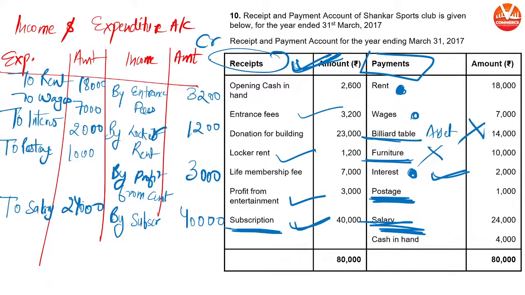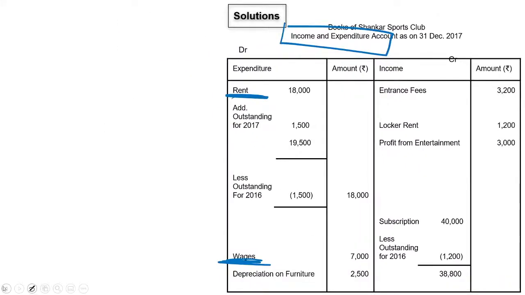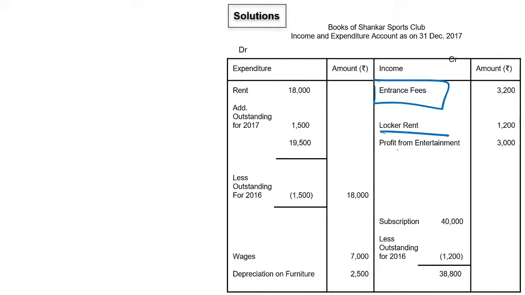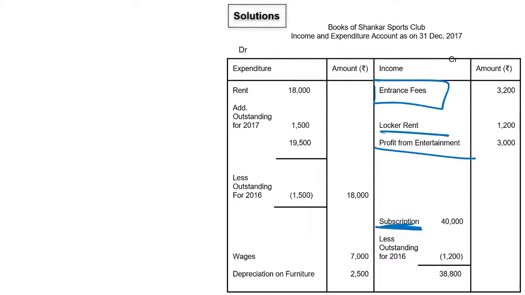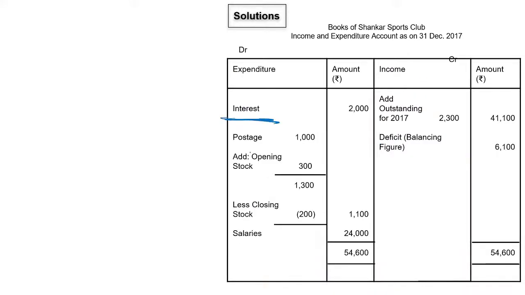So now we have recorded all the payments and all the receipts. So you can see the income and expenditure account. You can see that we have recorded entrance fees on the credit side, locker rent on the credit side, profit from entertainment on the credit side, subscription on the credit side. So we have recorded all the receipts. Then we have recorded all the payments like rent, wages, interest, postage and salary on the debit side because they all are expenses.